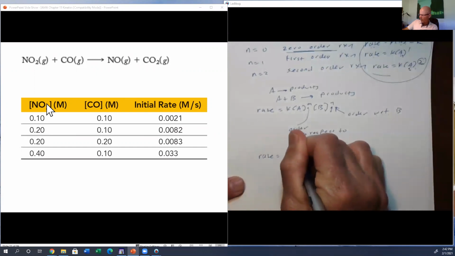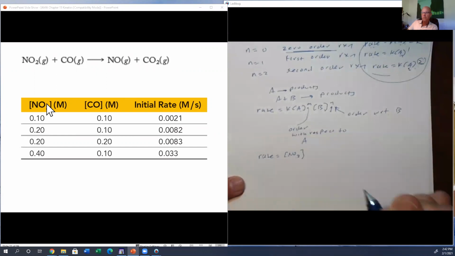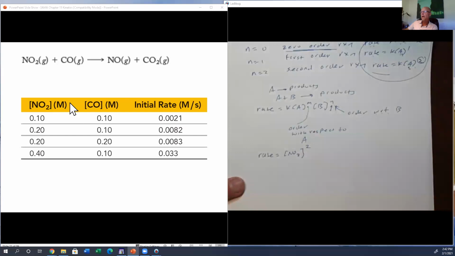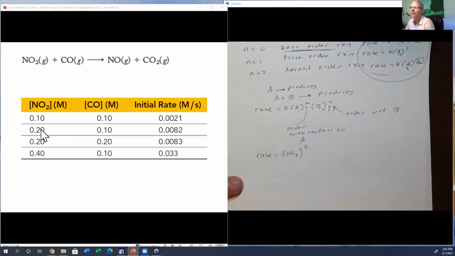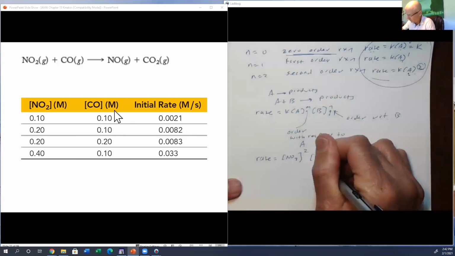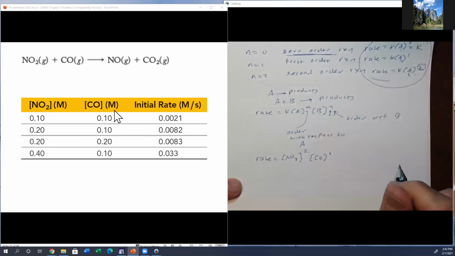What is the order with respect to NO2? Second order. Second order, right? Okay, let's go to these two experiments. Well, actually, let's go to the 2 and 3 here, right? So here, I don't change NO2, but I double CO. And what happens to the rate? It's the same. So what does that tell you about the order with regard to CO? Zeroth order. Okay, zero order. Does that make sense?